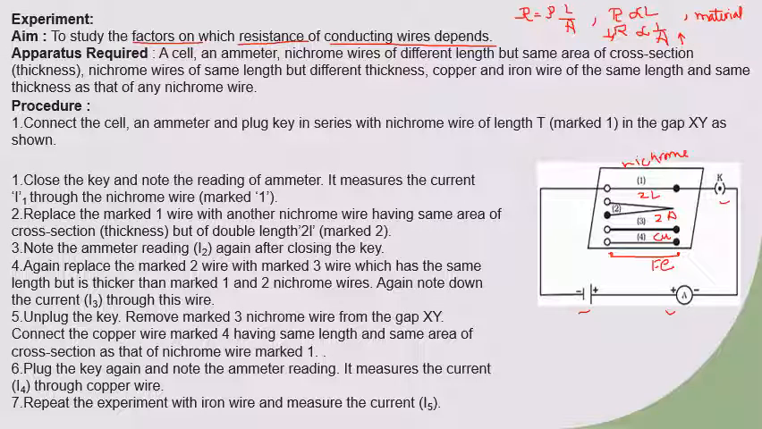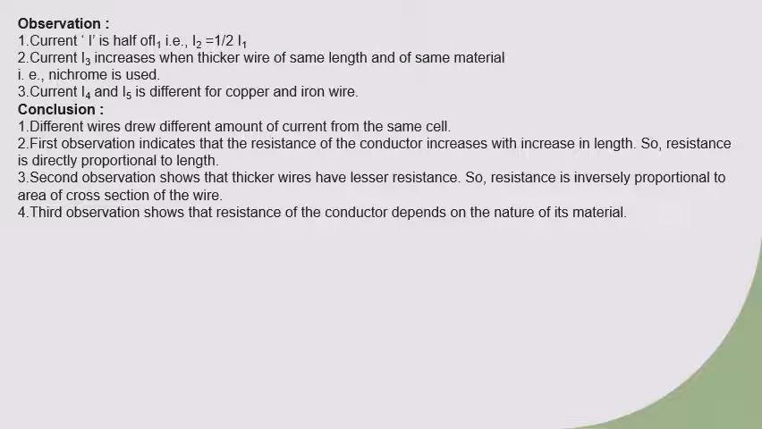So when I switch on the plug, and if I take the nichrome wire first, I will find out the reading in my ammeter, right? I find out the reading of the current in the ammeter. Then I will replace the first wire with the second wire, and then the second wire with the third, and then the third wire with the fourth, and so on. And every time I have to find out the reading of the ammeter. Now let's see the observation.